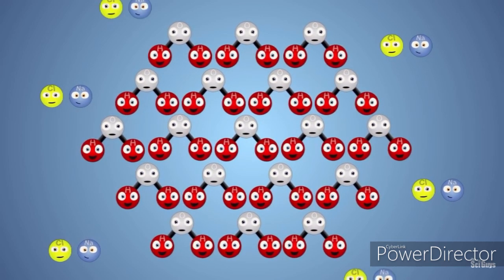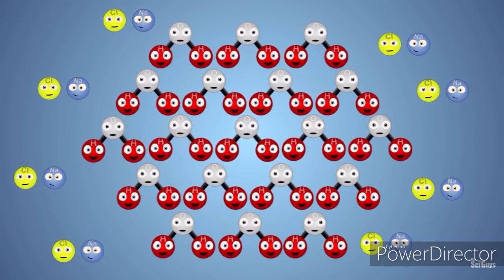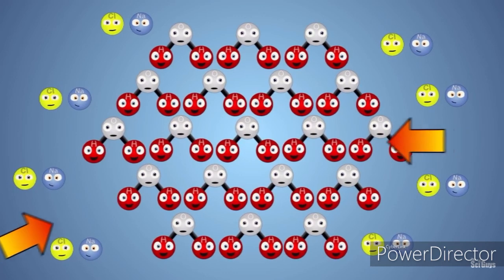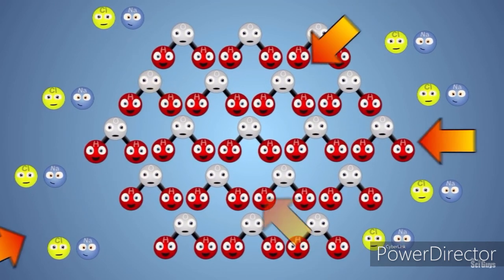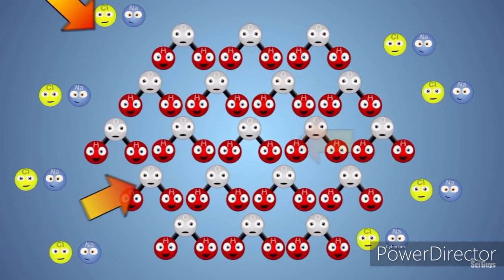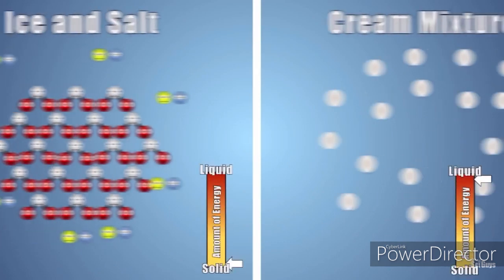This change in melting point forces our ice to begin absorbing energy from its surroundings, causing it to melt at a much lower temperature than normal. But where is the ice going to get the energy it needs to melt? Our ice pulls the energy it requires to melt from our cream mixture and the surrounding environment.